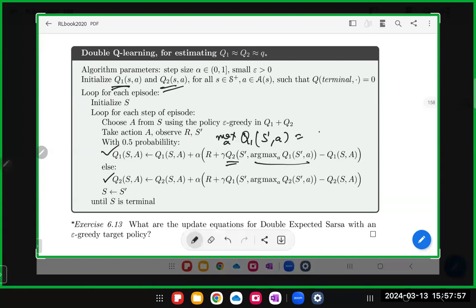You can write this like this, right? Q1 of S dash comma argmax over a of Q1 of S dash comma A. So the first term you can write like that, right? So max over a of Q of S comma A is nothing but Q of S comma argmax over that. Everyone is clear, right? It's just a way of writing this expression. So here you are using another Q2, like Q1, Q2. That's the only difference.